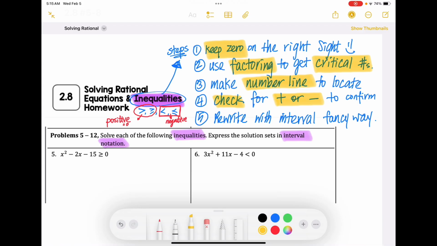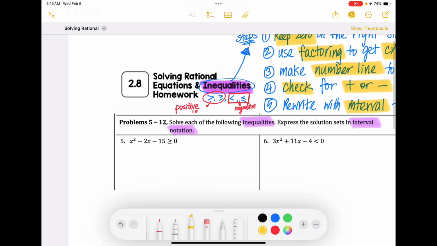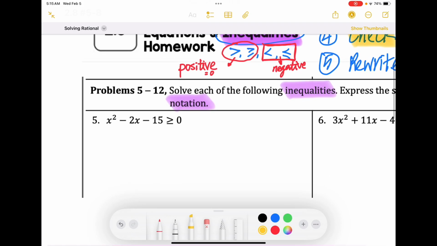Now, recall the fancy math in calculus, right? We have to write it in the fancy interval way, because the interval is my x value, the domain from where to where, with a parenthesis or a bracket, okay? The parenthesis means not included, but when you see an equal sign, please show me with the bracket. So let's go to number 5.